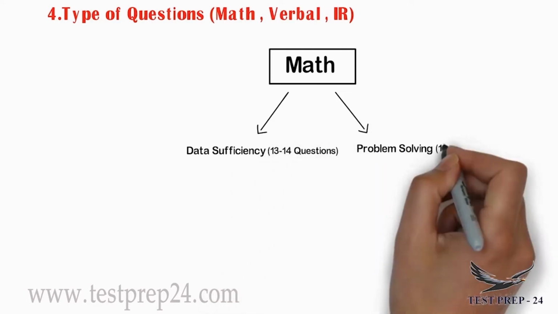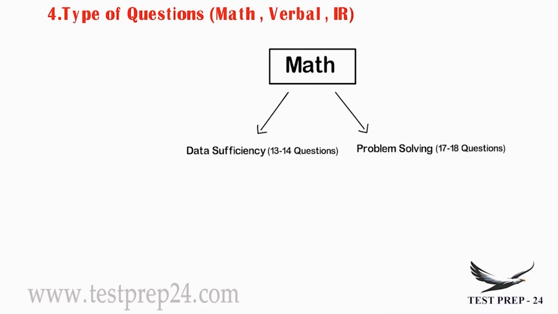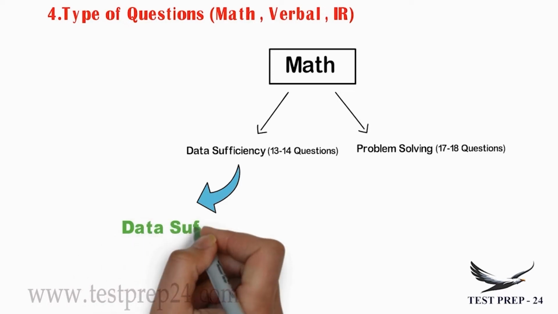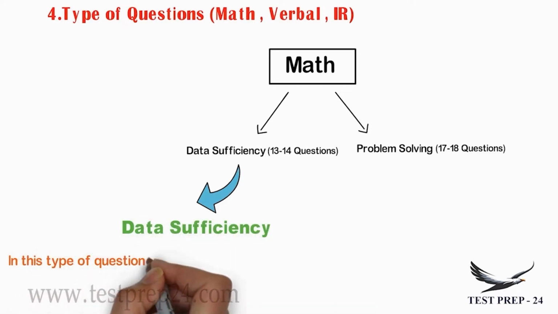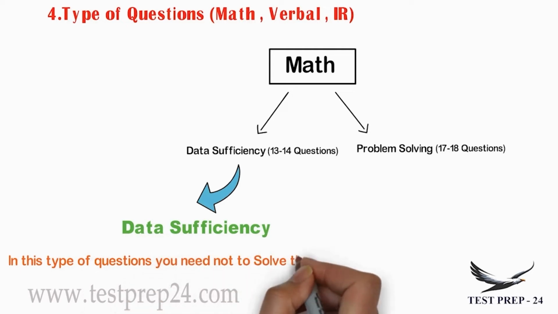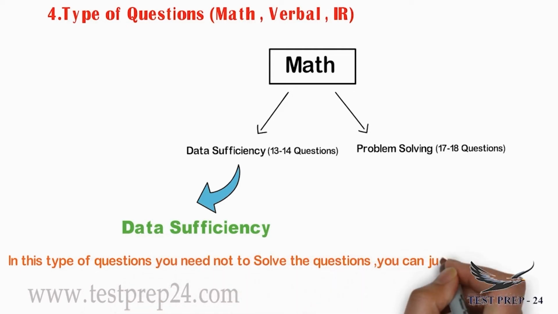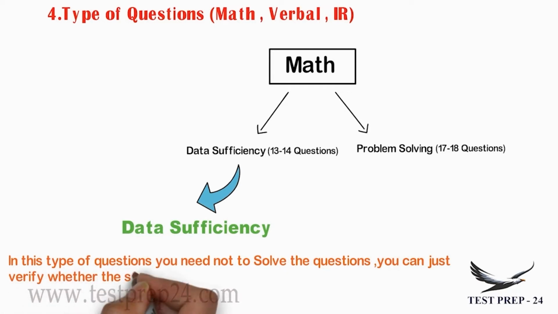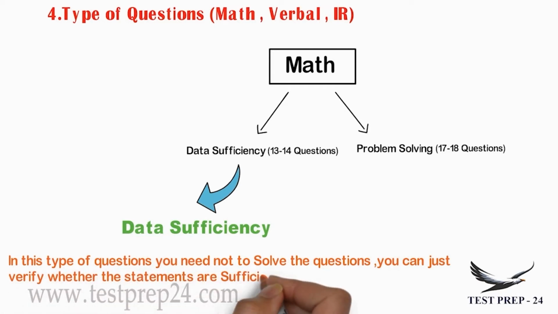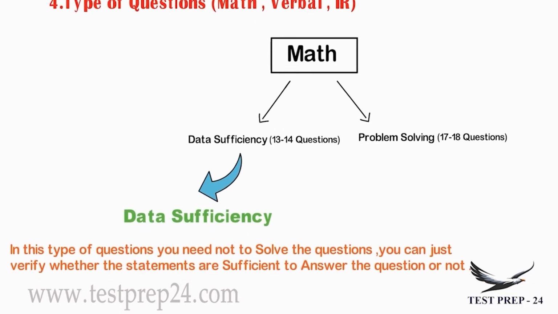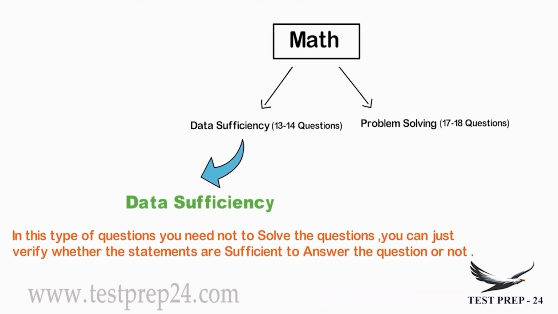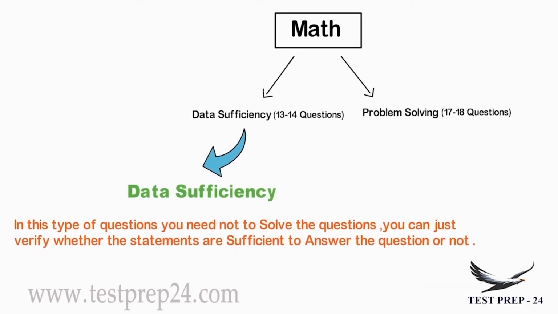In your Math section, you are going to have roughly 13 to 14 questions for data sufficiency and 17 to 18 questions for problem solving. So let's discuss data sufficiency in depth. In data sufficiency type of questions, there is no need to solve the questions. You can simply answer by verifying whether the statements are sufficient or not. This is the best part and an easy and beautiful thing in data sufficiency.